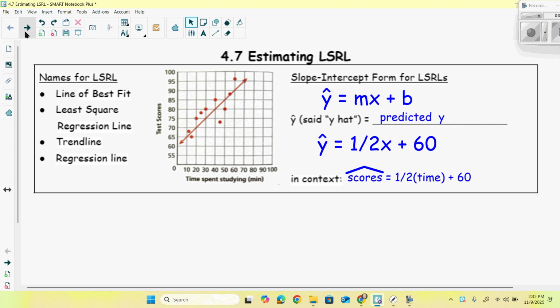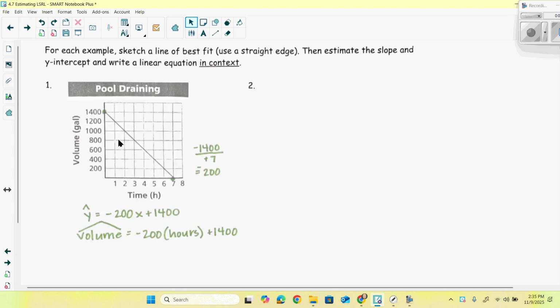So let's try an example here. For each example, sketch a line of best fit; using a straight edge is a good idea. Then estimate the slope and intercept, and then write the equation in context. So a pool is draining, so the volume of water depends on how much time it's been draining. Context-wise, if I ask you what the slope is, we can see here the slope looks like it's negative 200, goes down 1400 for every 7 hours. So that's a negative 200.